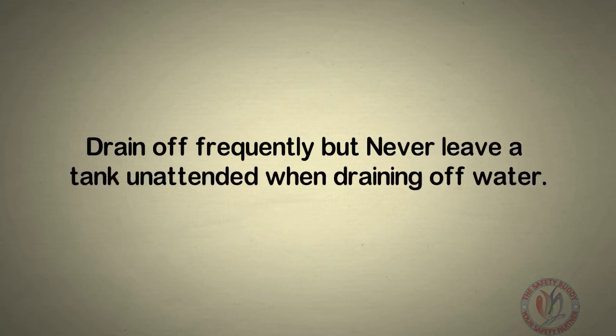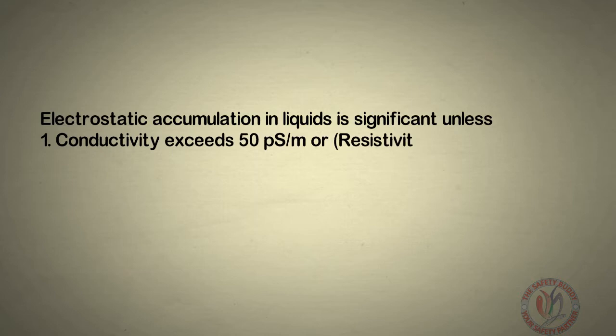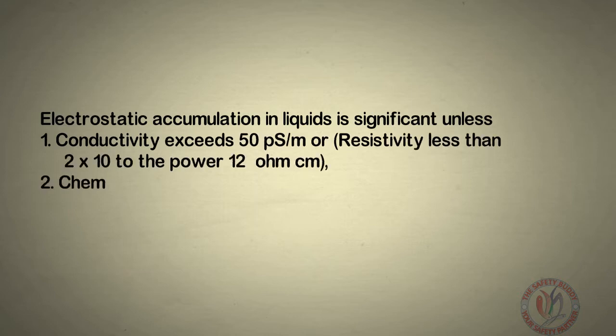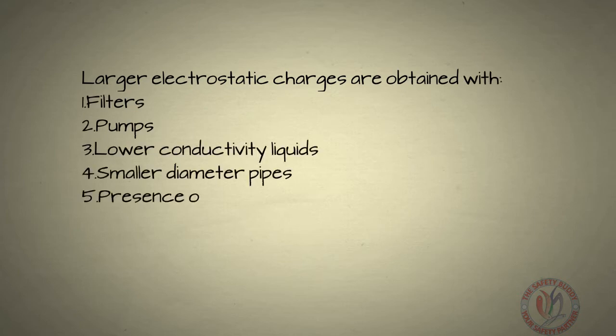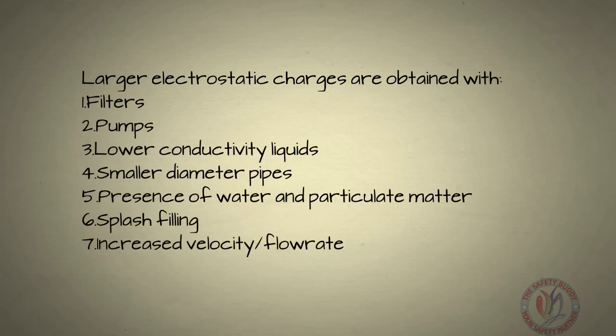Electrostatic accumulation in liquids is significant unless conductivity exceeds 50 pS per meter or resistivity is less than 2 trillion ohm per cm. Chemical is handled in earthed/grounded conductive containers. Larger electrostatic charges are obtained with filters, pumps, lower conductivity liquids, smaller diameter pipes, presence of water and particulate matter, splash filling, and increased velocity/flow rate.